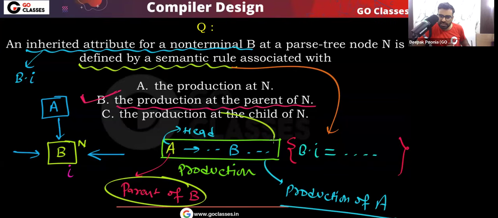Okay, yes or no? So I can say that this production has a head. Let's assume the head is A. Then I can say this is the production of A, and this A is the parent of B. So I can say that this inherited attribute of non-terminal B will be defined by a semantic rule which is associated with the production at the parent of N. Or I can say the production at the parent of B. Okay, B comma N are both basically the same, because at the node N we have this non-terminal B. The node name is N and it contains B. Very simple. I hope you understood.